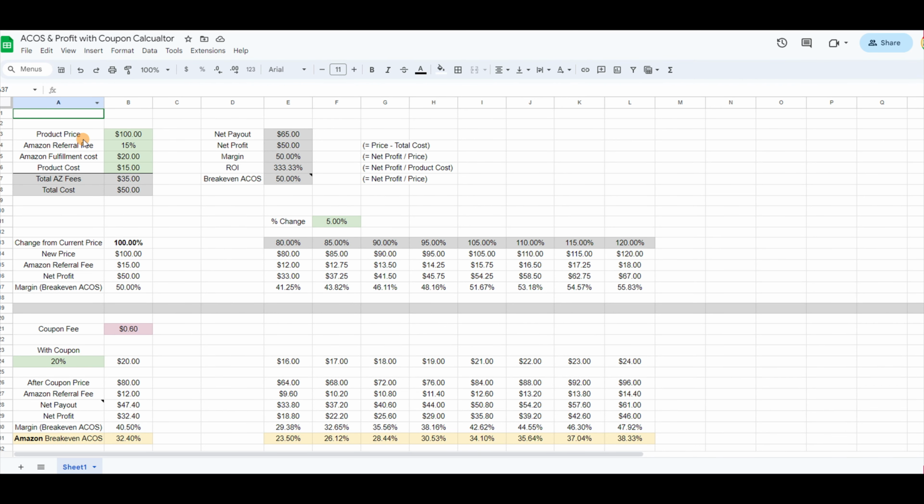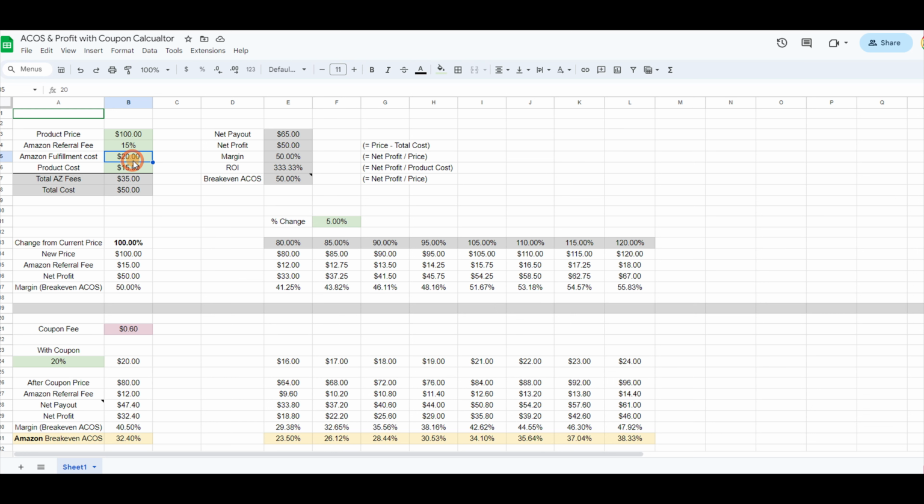So this sheet right here, I'm going to go through these 2 columns. These are the main columns that show all the info, and then I'm going to explain what this does. This is just a calculator. We have an example with a product that costs $100. You need to input the information in green: the product price, what it's selling for, $100. The Amazon referral fee, most categories are 15%. If your category is lower or higher, you can change this here.